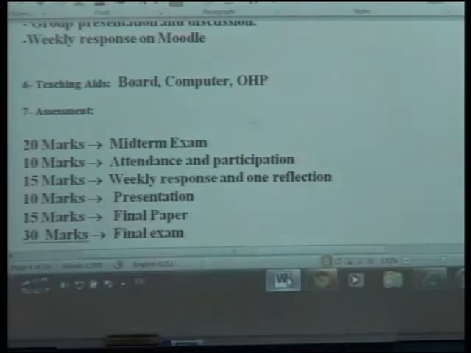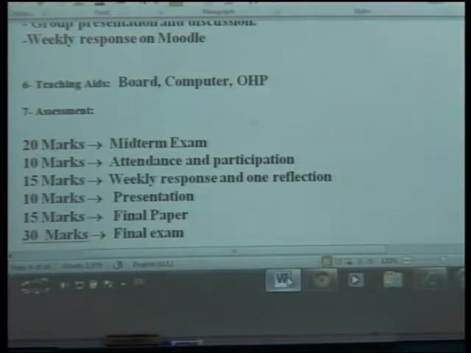In fact, there are 2 reflections, it's 1. We are going to debate this. 10 marks for presentation, 15 marks for the final paper, and you should know that this should be scholarly. Whatever you learned in advanced should be applied here.